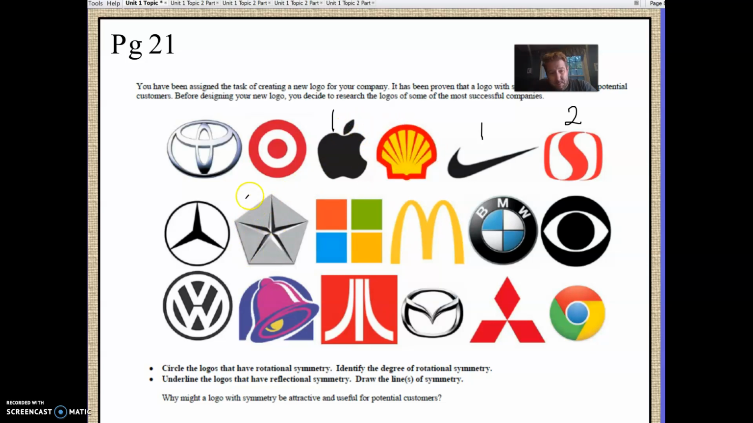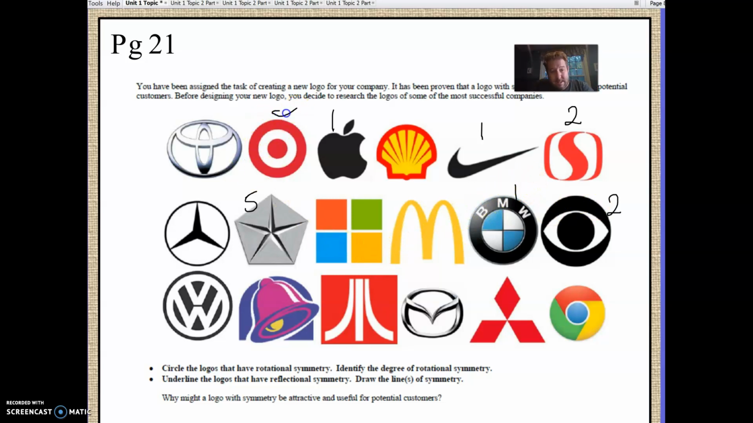The Chrysler symbol here kind of catches my eye. That one would be 5. The BMW one is only going to be 1 because of the letters BMW. If you ignore the letters, then it would look the same twice because of the colors. If you ignore the letters and the colors, then it would be 4 times that it would be the same. CBS would be 2. I think I pretty much covered the topic.